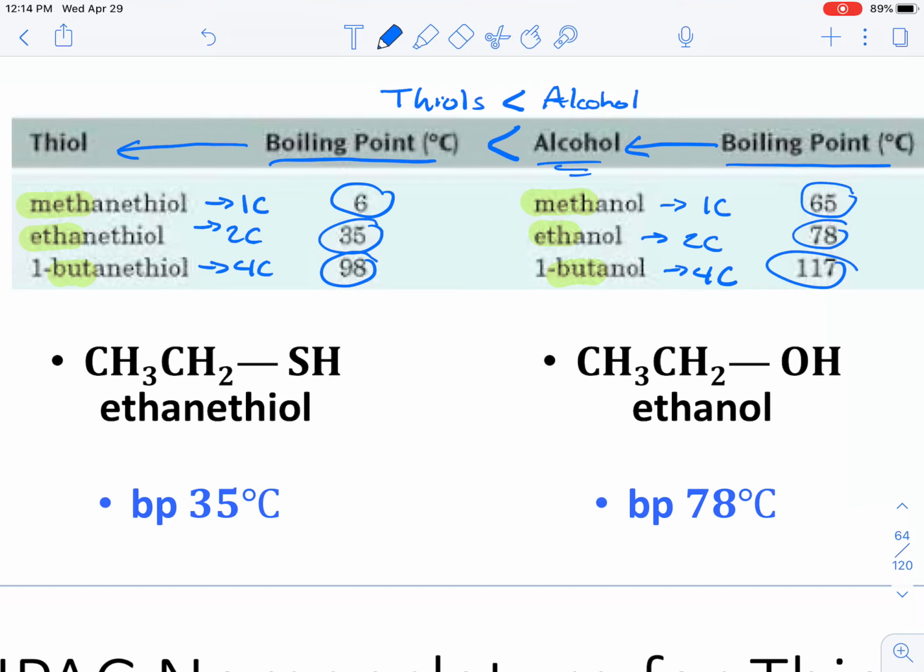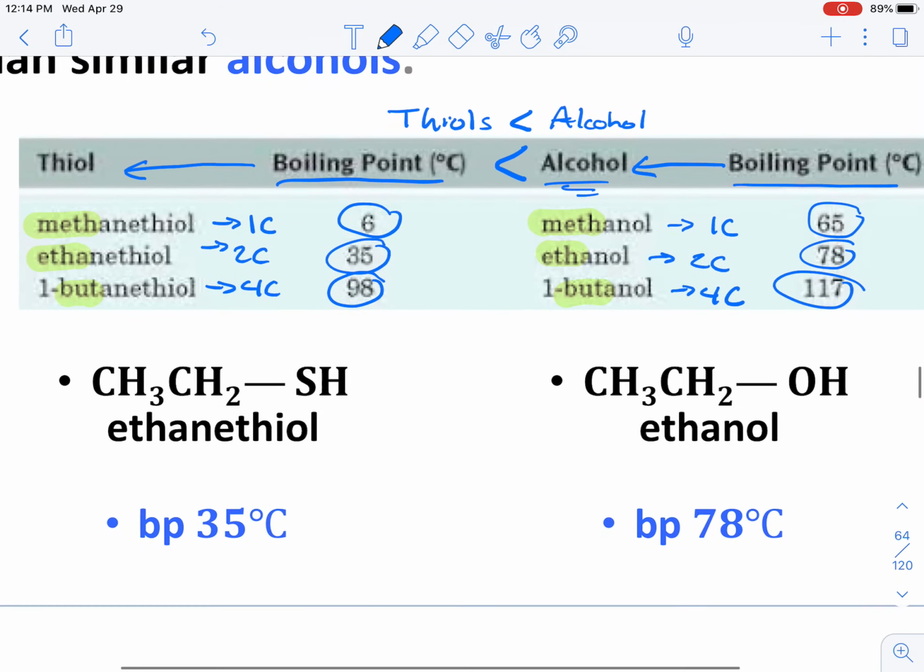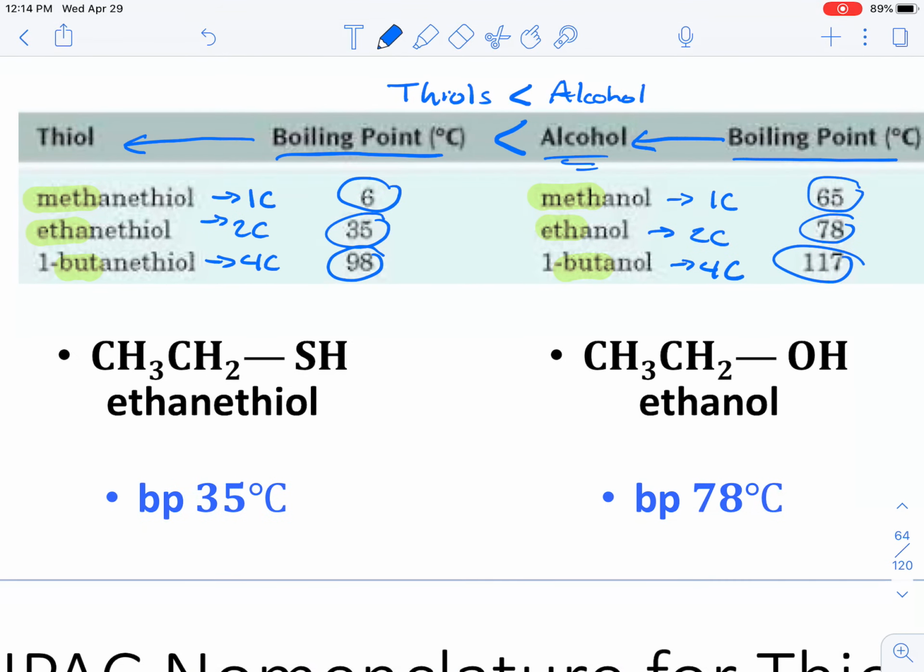And so when you guys are comparing these thiols and alcohols, you want to make sure that you guys are comparing them having the same number of carbons or molecular weight or size. Okay? So if you guys are comparing, for example, 1 butane thiol, a 4 carbon thiol, to a 1 carbon alcohol, that trend, this idea of alcohols having a greater boiling point than thiols, it's going to break down, right?